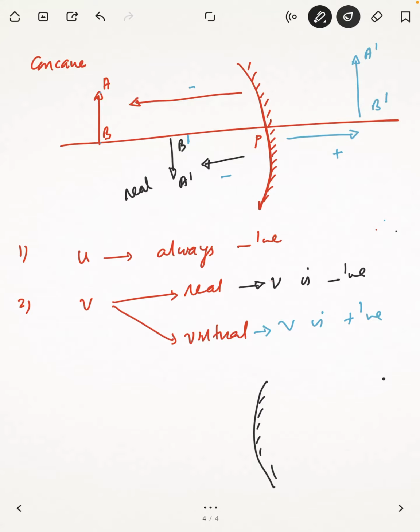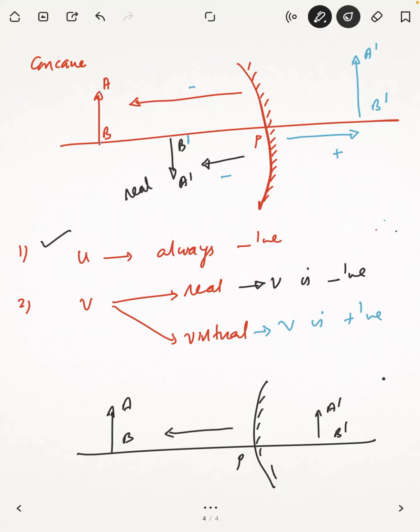This is a convex mirror. Object is always on left side, so U is always negative. Convex mirror forms only virtual image, erect and diminished. So it is on right side, A dash B dash. So object distance is always negative and image distance, measured toward right side, will be positive. So for convex mirror, U is always negative and V will always be positive because it forms only virtual image.